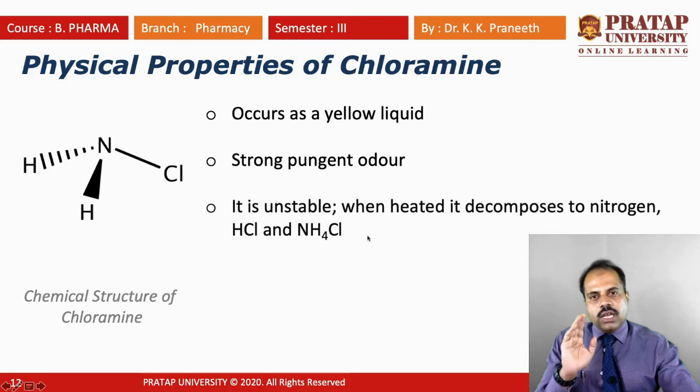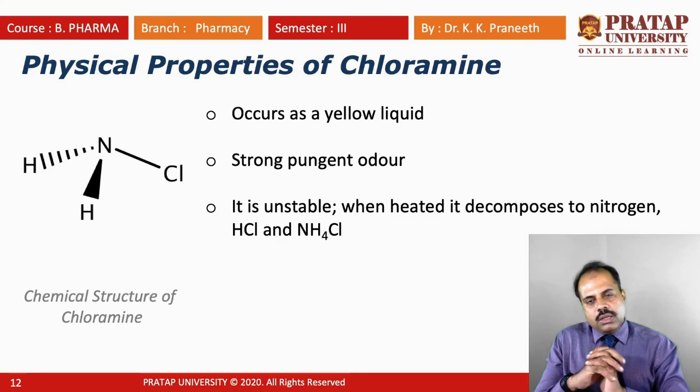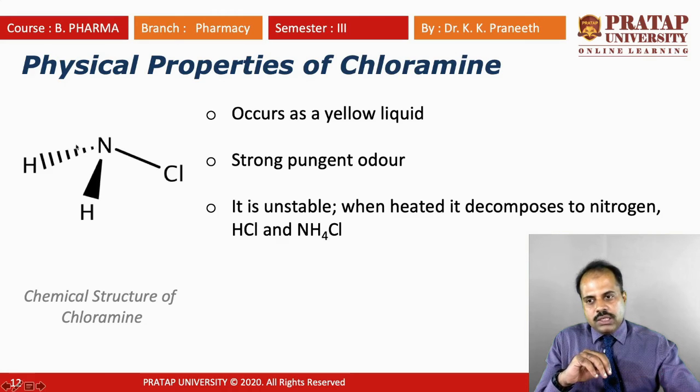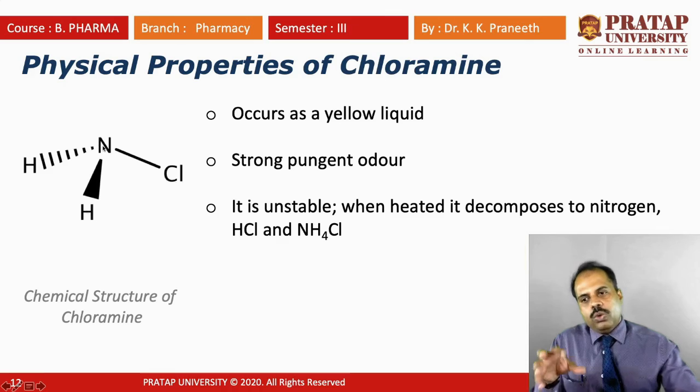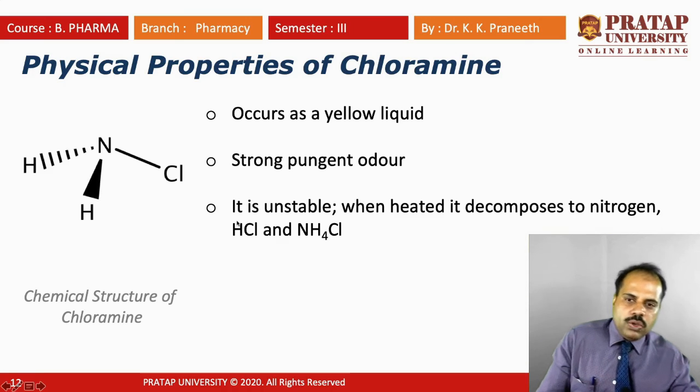It is very unstable to heat. We have seen previously that other compounds like BHC and saccharin are stable to heat. BHC is not very stable to heat, but this is very unstable. When heated, it decomposes to nitrogen. The nitrogen will be removed from here. Chlorine is removed as HCl, and it can also form ammonium chloride, NH4Cl. So it is unstable to heat, and it needs very careful handling.